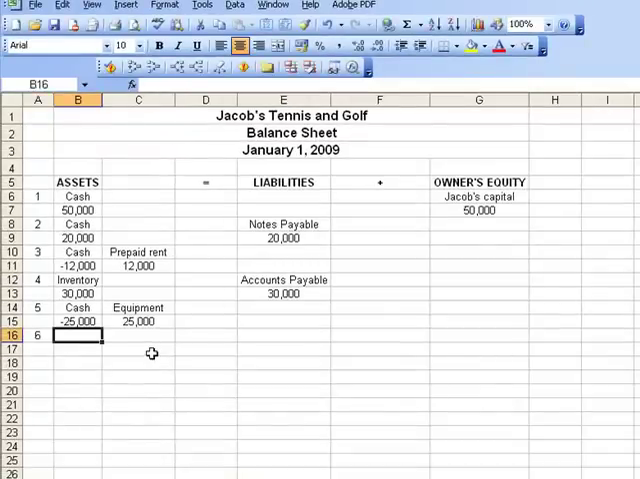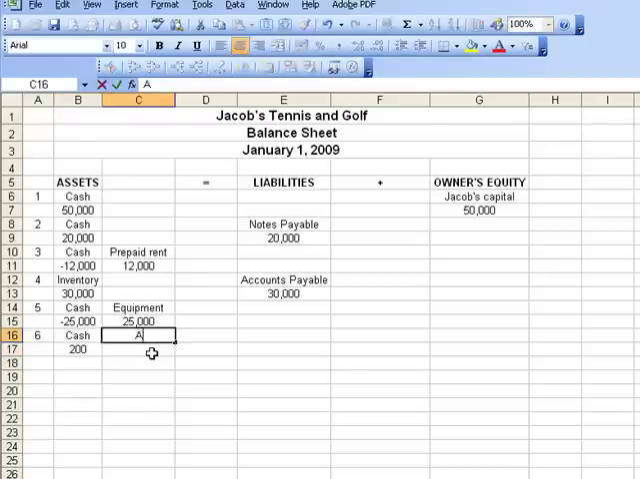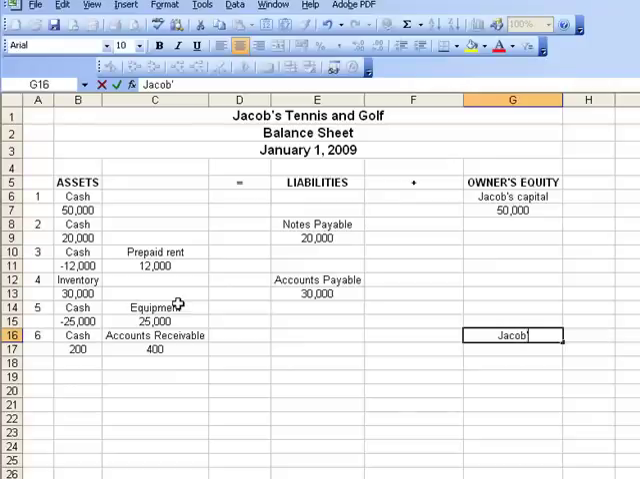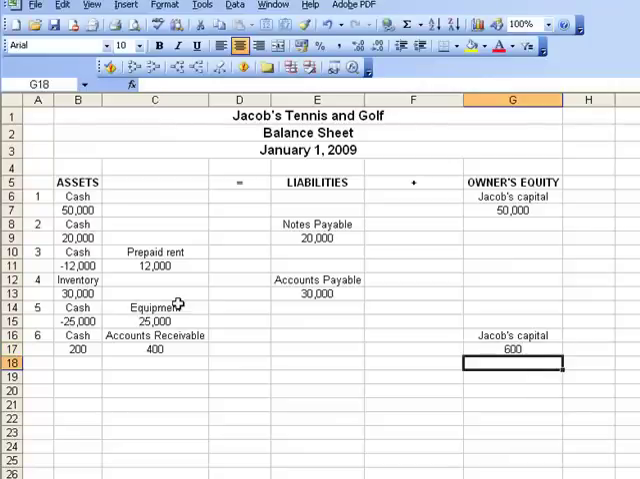So what's affected? Basically we have cash increase by 200, and also accounts receivable, which is a short-term receivable for the services that the company has provided. So it's 400, and also we have an increase in Jacob's capital by a total of 600. So you may ask why there's an increase in the owner's equity.